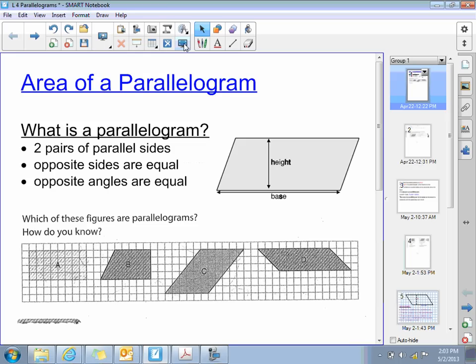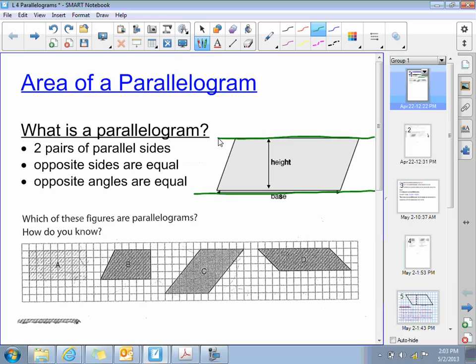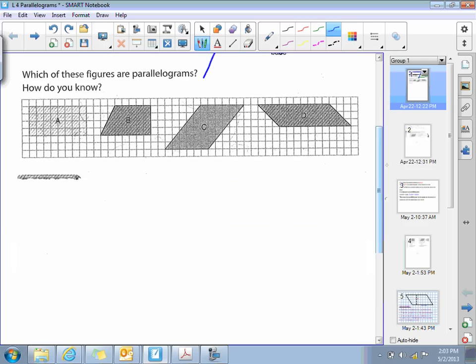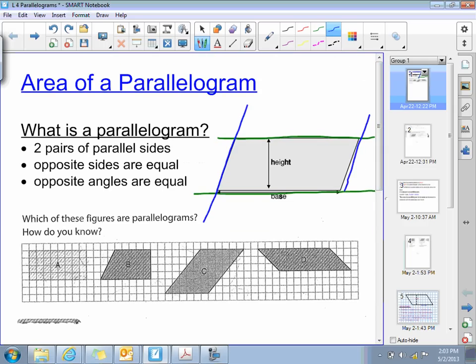Let's start with the parallel sides. We'll take essentially what is the top and bottom of my figure, and those are parallel lines. According to the definition, I need a second pair of parallel lines, and in this case, these lines would qualify as parallel. My opposite sides are going to be equal, so the length of my top side and bottom side will be equal. The length of my left and right side will be equal.